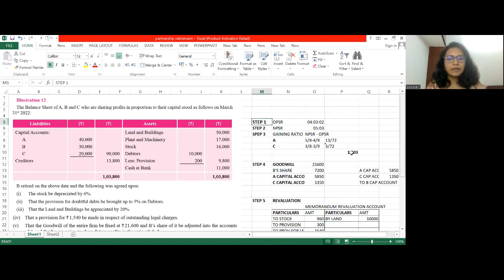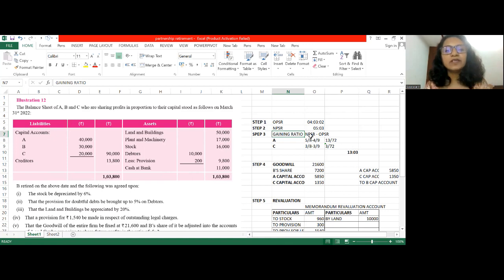So the first step in retirement is to identify your old profit sharing ratio, the new profit sharing ratio, and the gaining ratio. Gaining ratio, in case of admission, it was sacrificing ratio, because with one person coming inside the partnership, the existing partners tend to lose a share of profit. So there is a sacrificing ratio. In case of a retirement, if there are three partners and one partner is retiring, we are left with only two partners. So if the earlier profit sharing was 1/3, 1/3, 1/3, now it is 1/2. So the existing partners are gaining because of this one partner going out of the partnership.